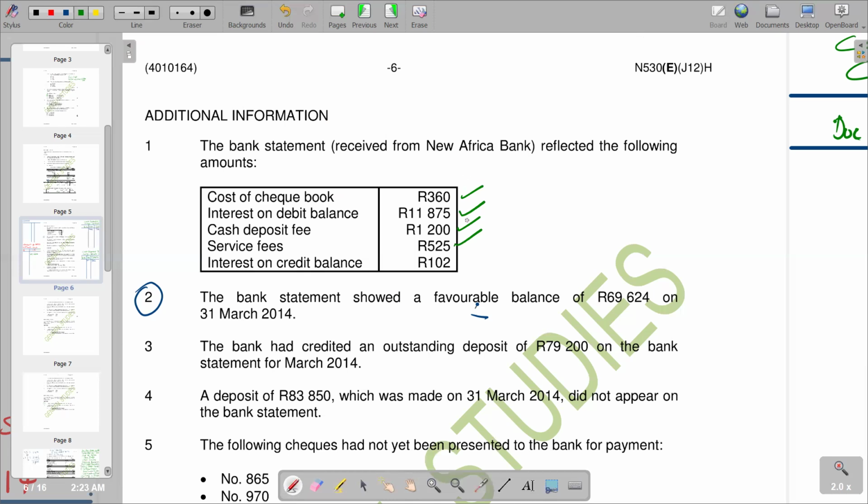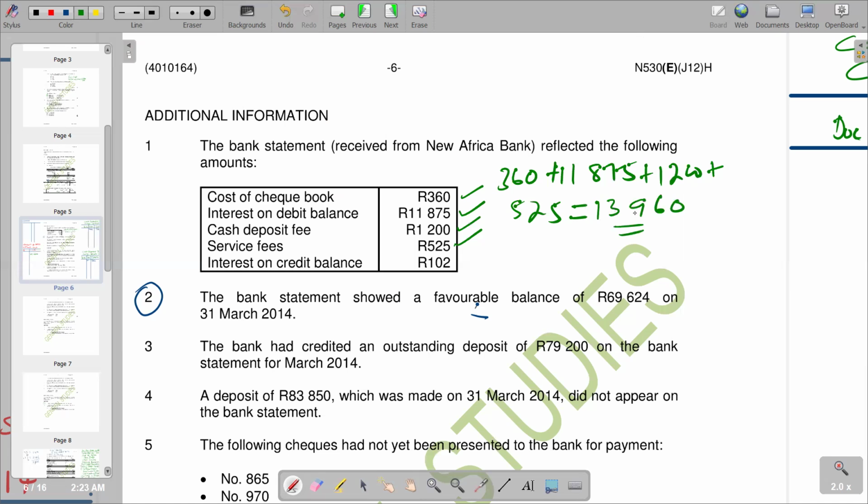So we can add these four, whereby we are saying 360. We add our 11,875. We add your 1,200. We add your 525, which are four items. So the total that you are supposed to get for the bank charges, let's just try to see, 13,960 is going to be the total.